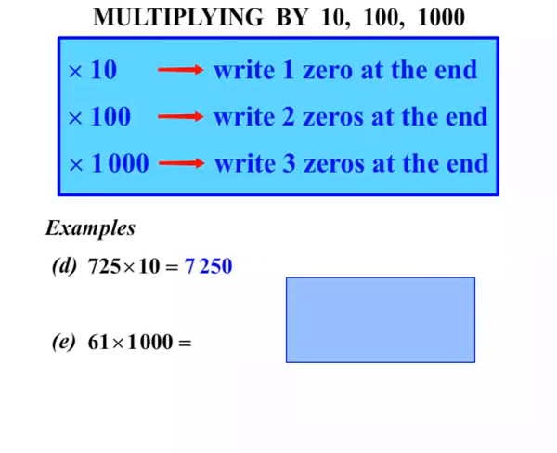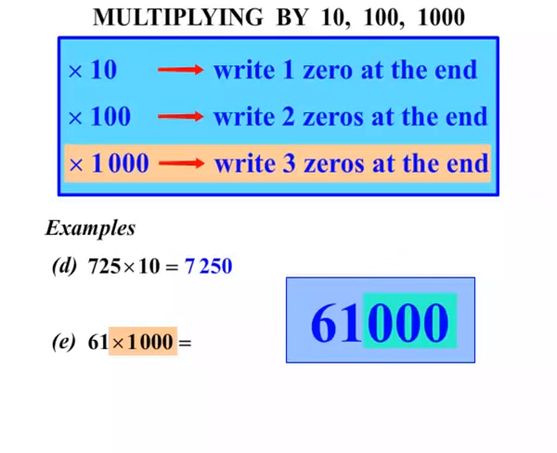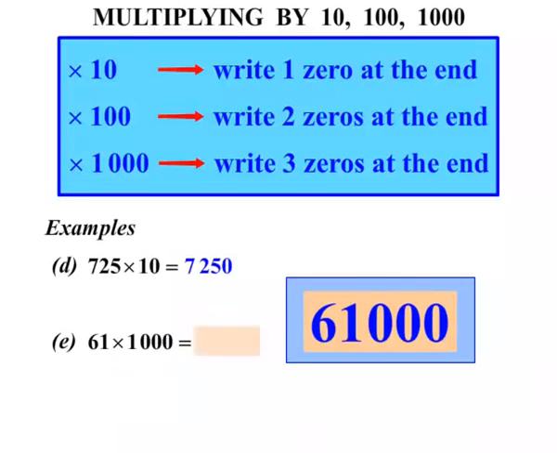Our next one, 61 times 1000. Well, let's write our 61 down. Now we're multiplying by 1000. Okay, there's the multiplication by 1000. We'd write 3 zeros at the end. So there we have it, 1, 2, 3 zeros. And our answer there, 61,000.